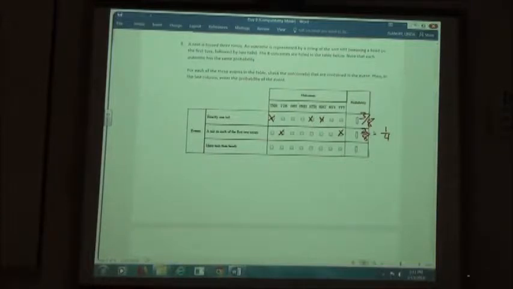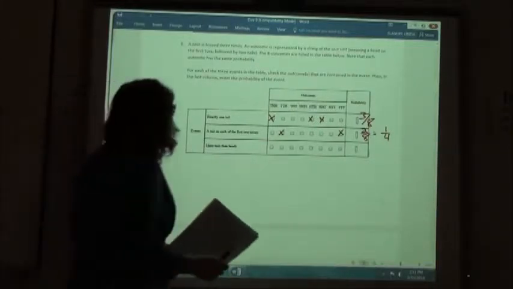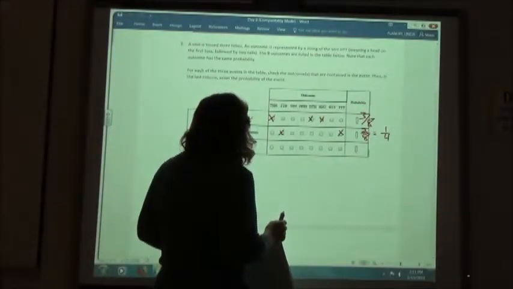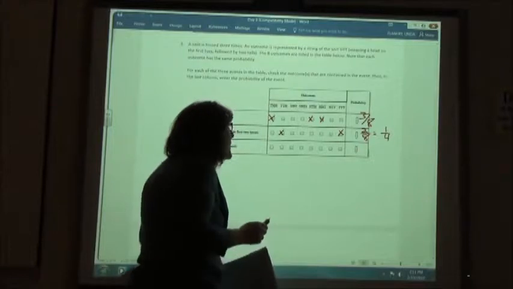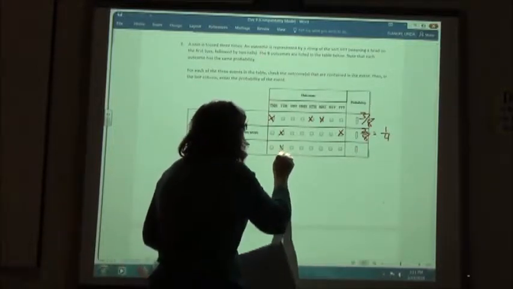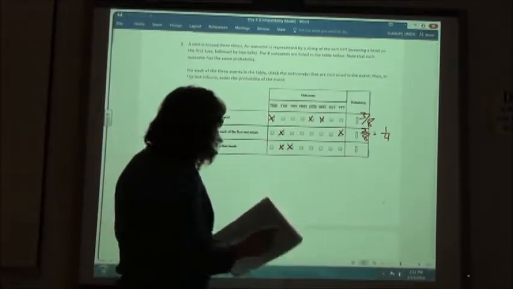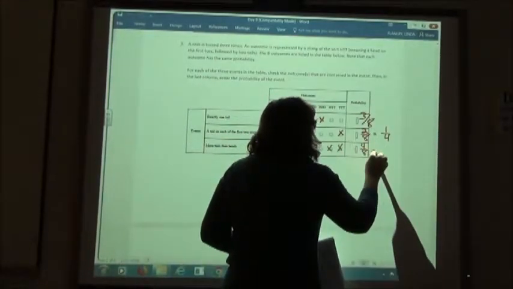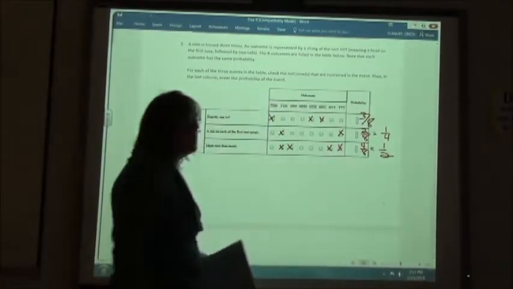And then the last one, more tails than heads. Second and third, and the last 2. And so we would have 4/8, which is 1/2 then.